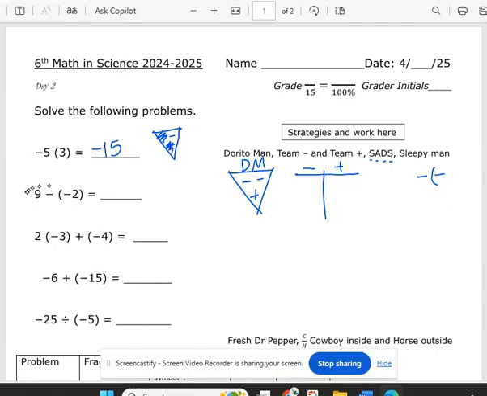Okay. So next one, it is subtracting 9 minus negative 2. So here we have a sleepy man. It's a minus minus situation. You turn it into a big plus. 9 plus 2, you're just adding same sign. 9, 10, 11.